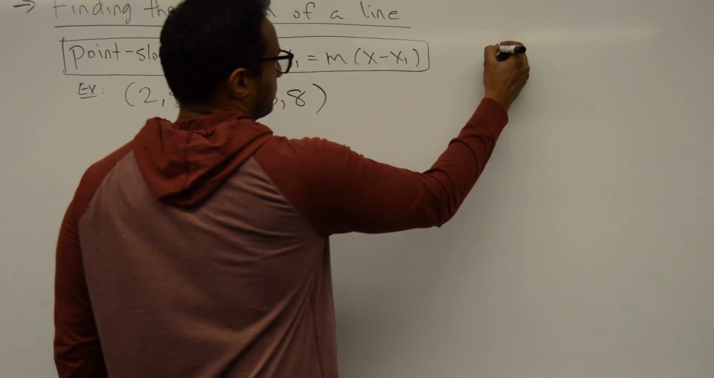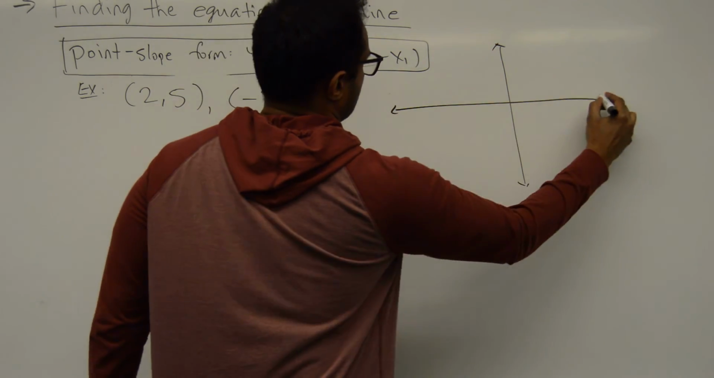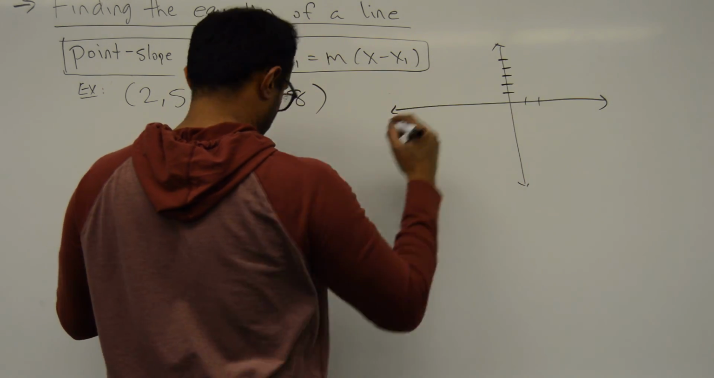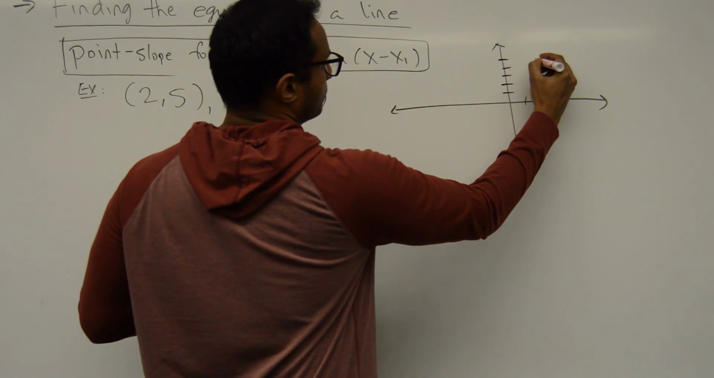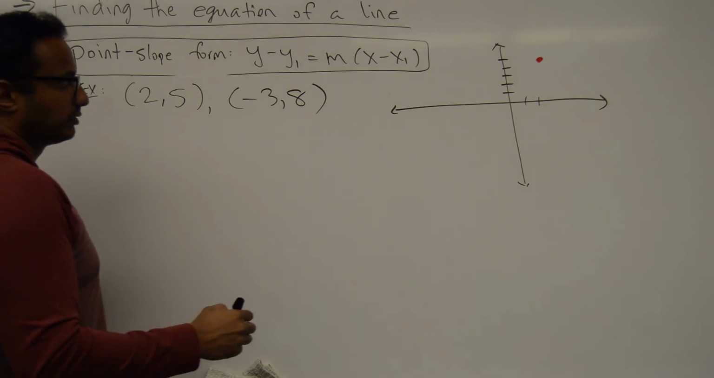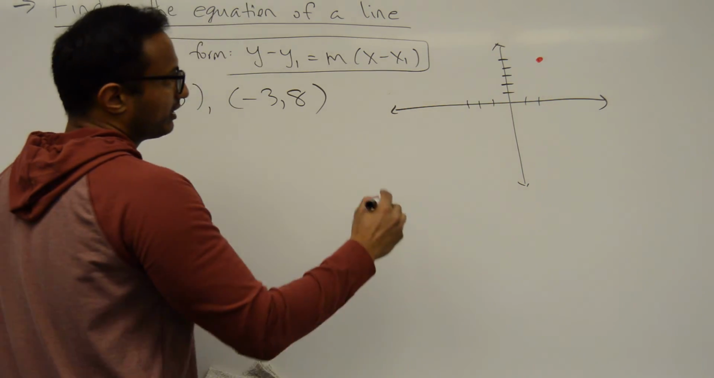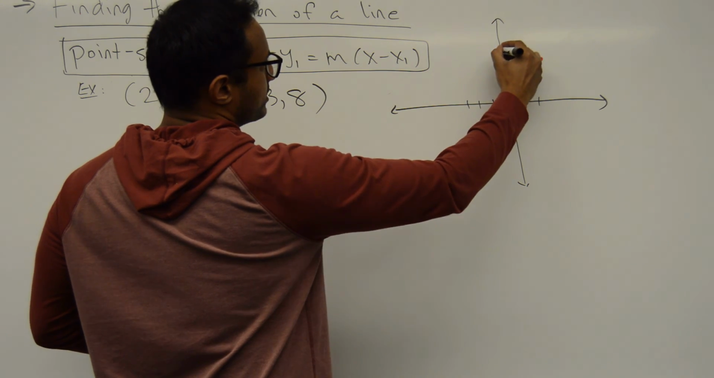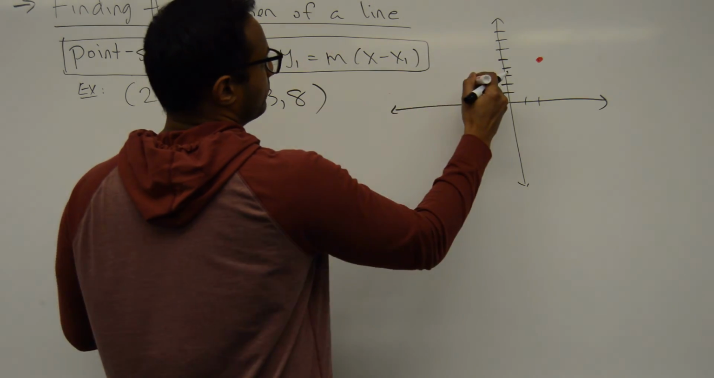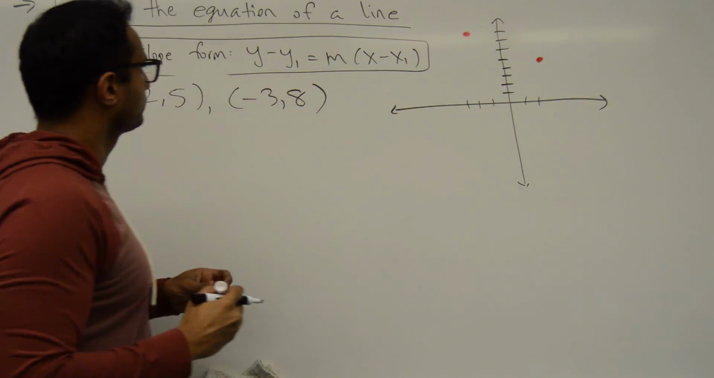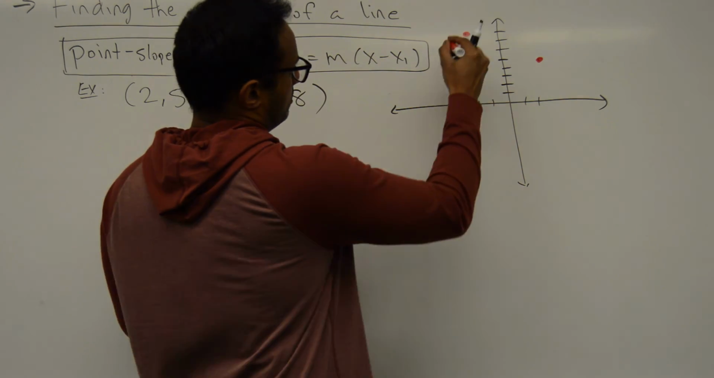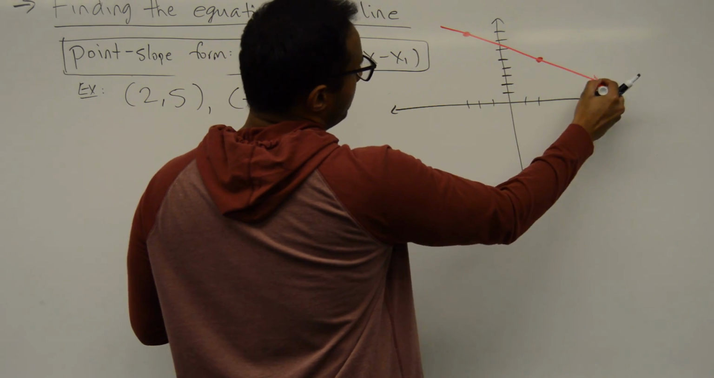First, we're going to plot the points. So 2, 5, that's going to be 2, 1, 2, 3, 4, 5. That's my first point. My second point is negative 3, comma 8. So my second point, I'm going 3 to the left, and I'm going 8 spaces up. So it's 1, 2, 3, 4, 5, 6, 7, 8. It's going to be right there. And then I'm going to connect the 2 points. Make a little line.